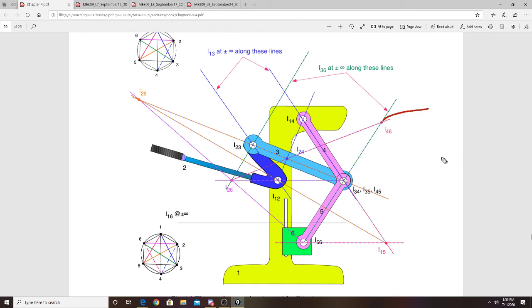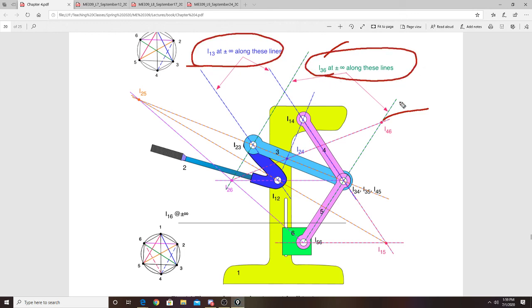So we didn't do 3-6, but 3-6 ends up where they use I-2-6 and I-2-3 and I-5-6 and I-3-4 or I-3-5, whichever one they did. And what ends up happening is that these two are also on near parallel lines. So this is another one of those solutions like I-13. And these two are very similar, that you would just write them at I-36 at plus or minus infinity along those lines.